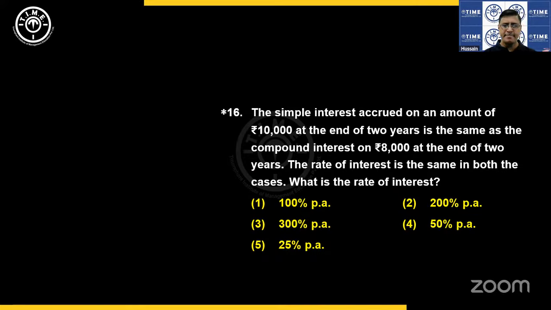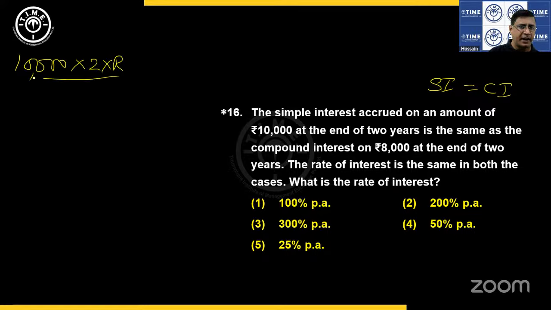Simple interest and compound interest. What is the same here? Compound interest and simple interest are the same on 10,000 for 2 years at a rate of R% per annum. How much is the simple interest? PNR by 100, which is equal to that on 8,000.